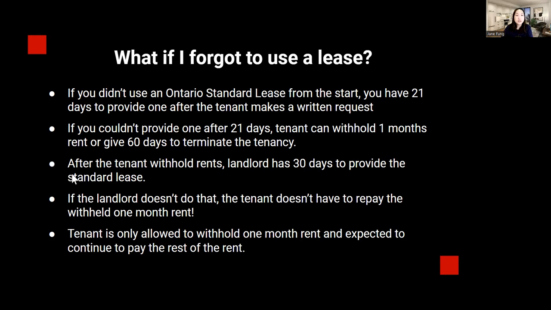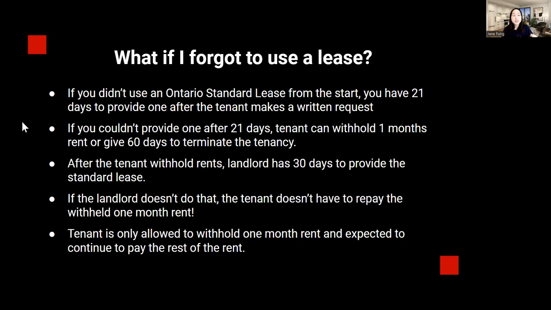And after the tenant withholds the rent, the landlord has 30 days to provide the standard lease. So you still have 30 days. And if you still didn't provide the standard lease after the 30 days, after the tenant withholds the rent, then the tenant actually does not have to repay you the rent. Okay, they can withhold the rent and don't have to repay it at all.